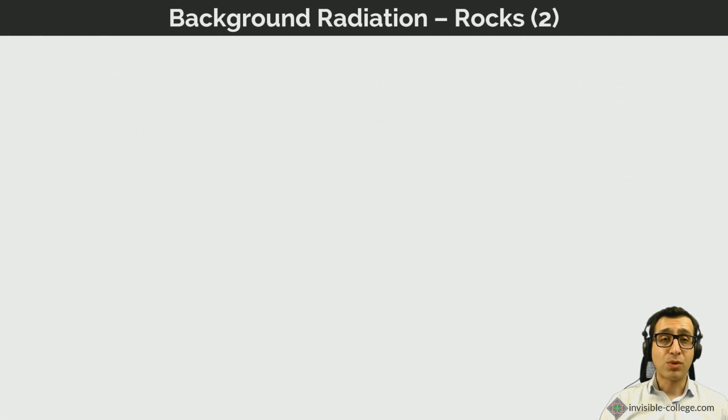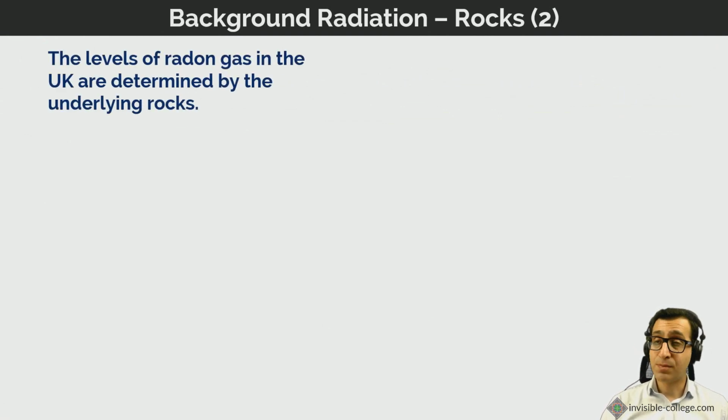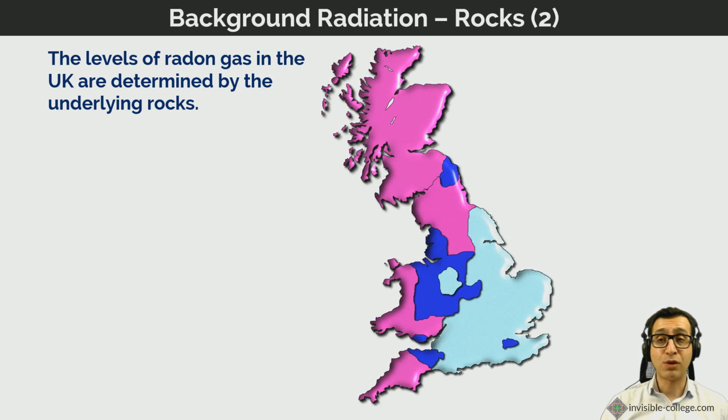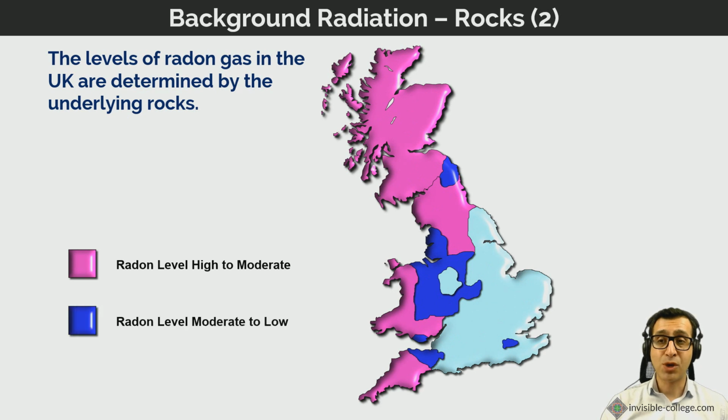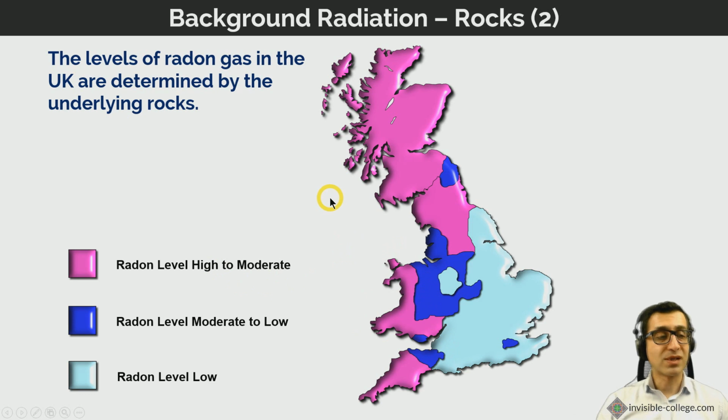The levels of radon gas in the UK are determined by the types of underlying rocks and how much of those types of rocks you find in those regions. This is a map showing the high to moderate levels, the moderate to low levels, and the low levels of radon found in various parts of the country. These correspond to the parts of the country where you find different frequencies and densities of the kinds of rocks that release radon gas due to the radioactive decay of elements like uranium, which are found in small amounts in those rocks.